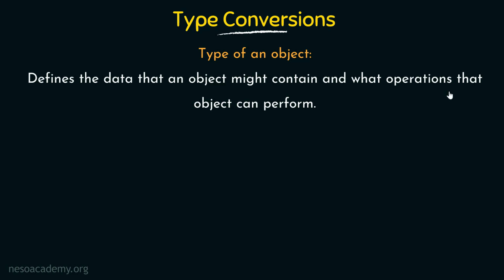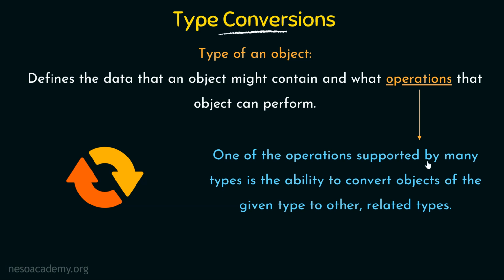Now talking about the operations that can be performed on objects, one of the operations supported by many types is the ability to convert objects of the given type to other related types. This is one of the operations supported by most types: the ability to convert an object from one type to another type. Why do we need to convert an object from one type to another? We will see as we move ahead, and this is the main reason why we are studying type conversions.